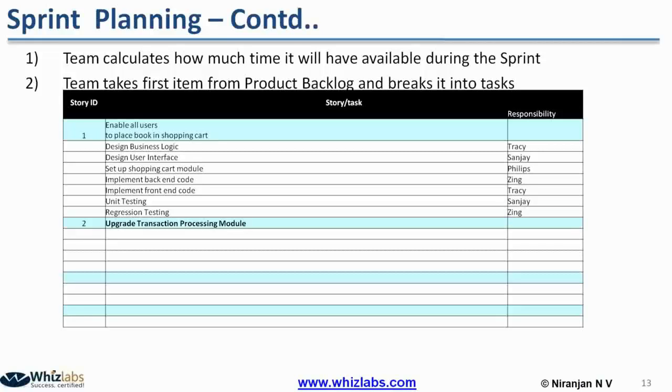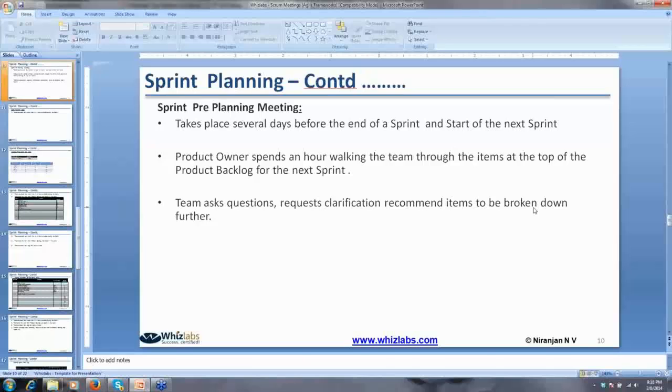Let us say the first product backlog item is enable all users to place books in the shopping cart. If this product backlog item has to be implemented, the tasks required are: somebody has to design the business logic, somebody has to design the UI, and somebody has to focus on front-end code, back-end code, and testing tasks like that. That responsibility has to be agreed by the team members.